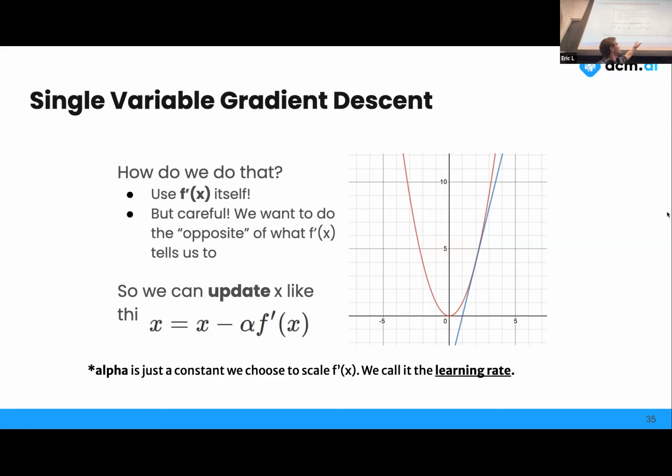So this formula here is the case of single variable gradient descent. As I've just described, based on the values of f of x and f prime of x, we're going to update x using a constant multiple times the derivative. Alpha is called the learning rate. We'll describe a little more why that's important later on. However, for now, think of it as a scaling constant to make sure that we're not jumping around too far when we're taking these steps.